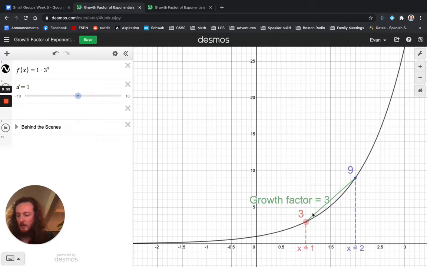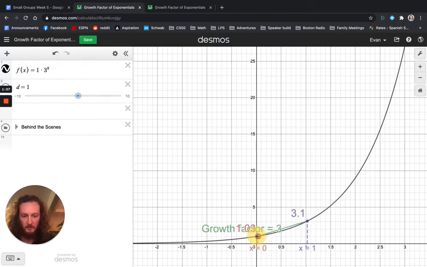You can see 3, times what gets us up to 9. That's got to be 3, right? This is no problem. We can say the same thing from the initial value up to 3, right? 1 times what makes 3. That growth factor is 3. What I want to show you that's maybe less obvious is that this growth factor stays 3 no matter what pair of points we pick.